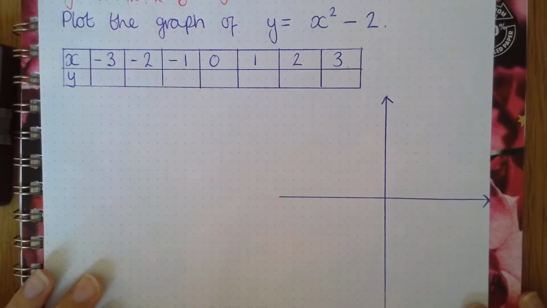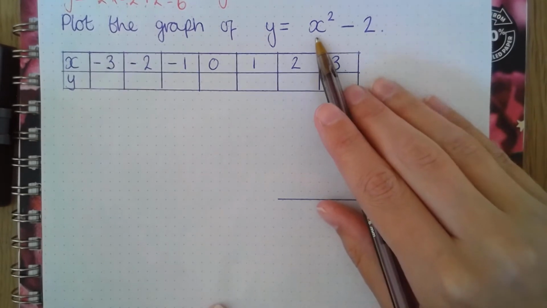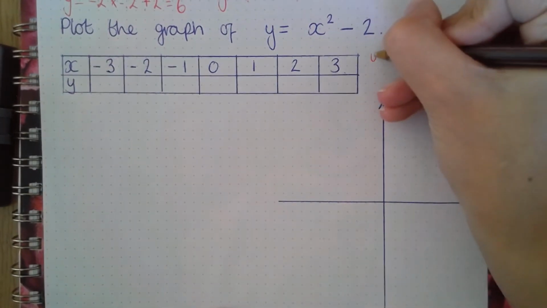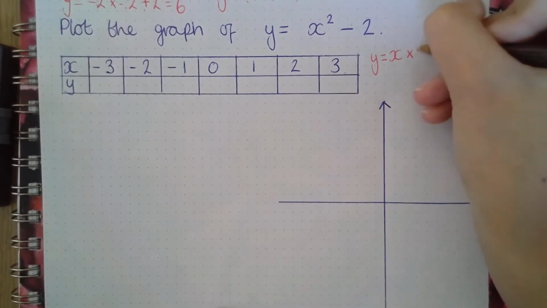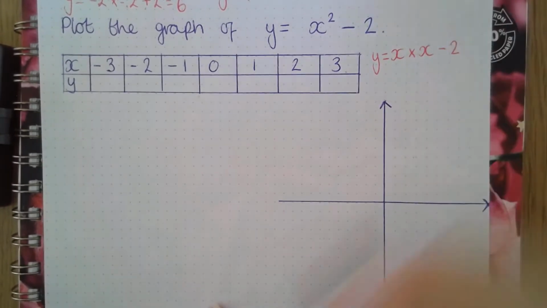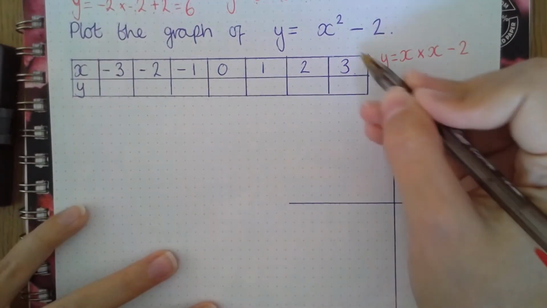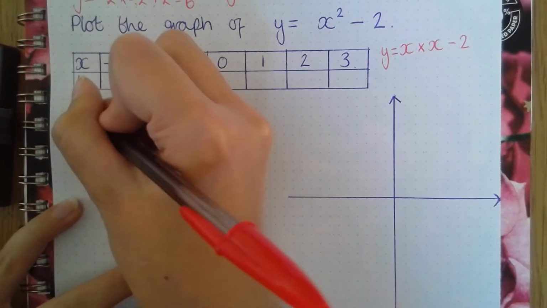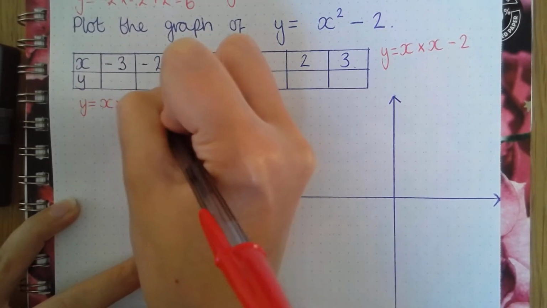So this is the next example. Plot the graph of y equals x squared take 2 this time. So y equals x squared means x times x, and then take 2 at the end. Okay, so we're going to start at this end because it's positive, it's easier to work with. So we've got y equals x times x take 2.